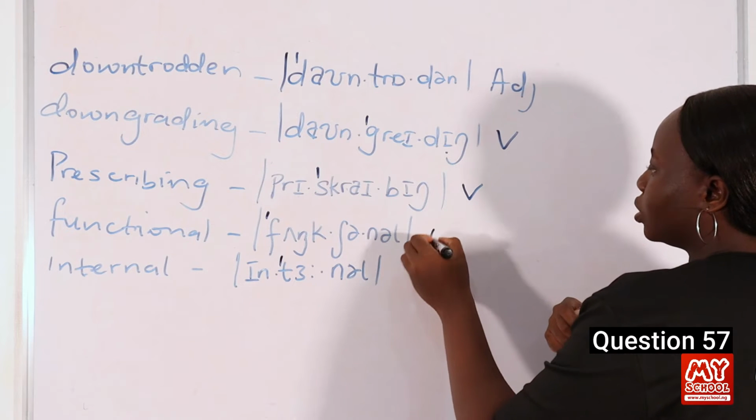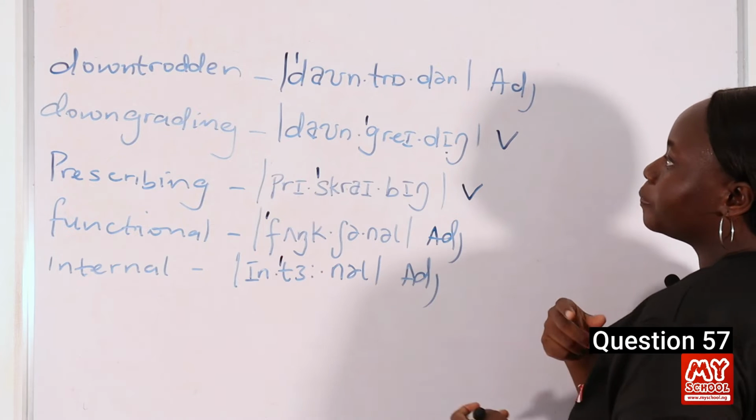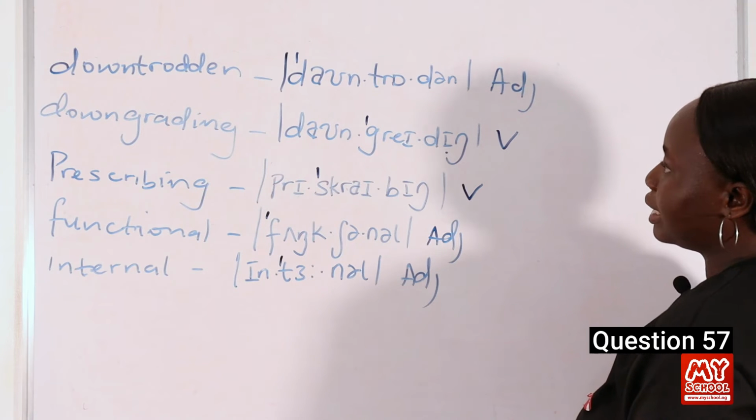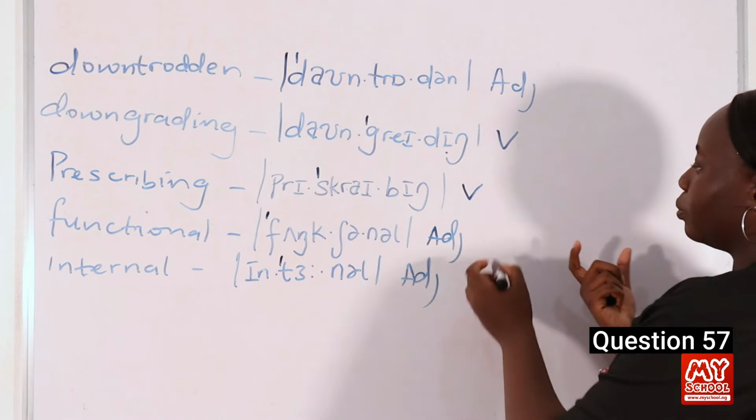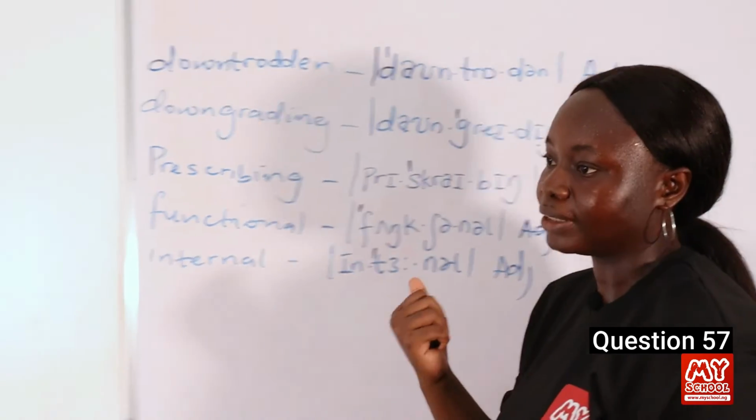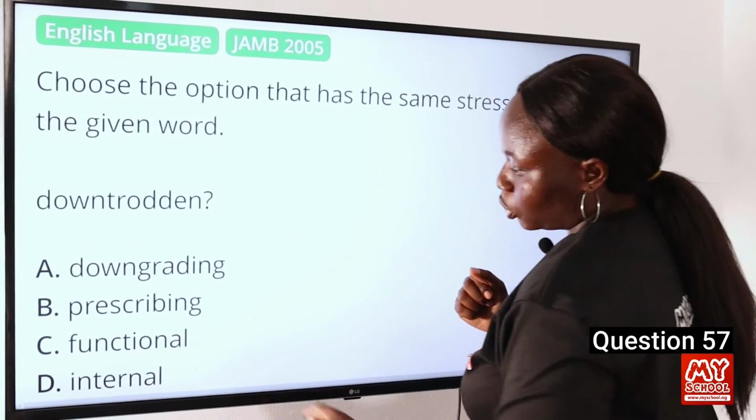So here we have both adjectives. So from the transcription and the stress placement, we can see that both downtrodden and functional have the stress on the first syllable. So functional is the answer to this question. Let's go back to the screen to mark our answer. So our answer to this question is option C, functional.